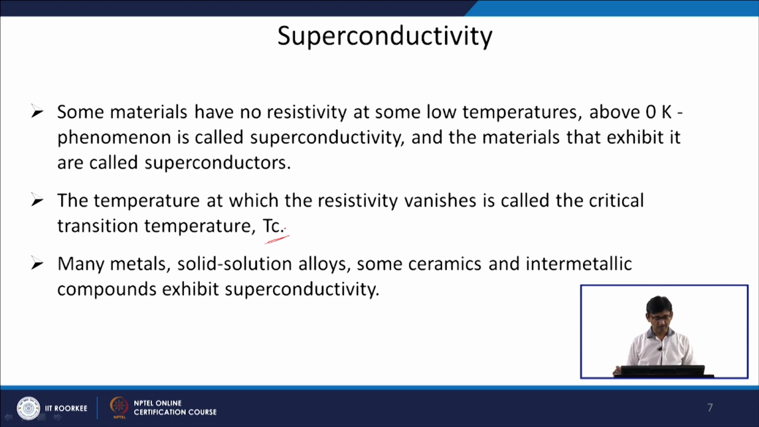Many metals, ceramics and intermetallics show this kind of property, which is very important. And maglev high speed trains, you must have heard of these trains, operate on this principle, okay, that when you have a superconductor and you put another conducting metal over that, then it will kind of float over it.